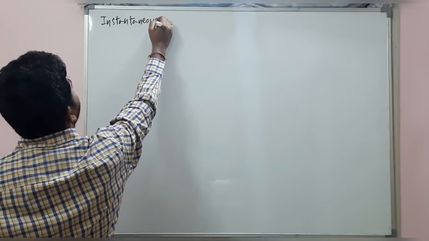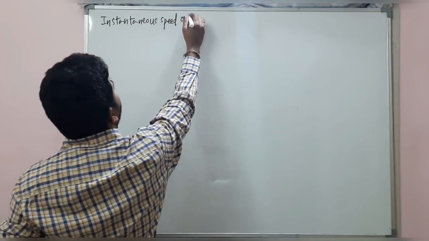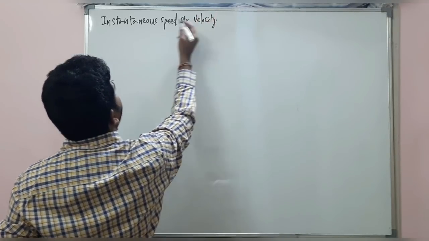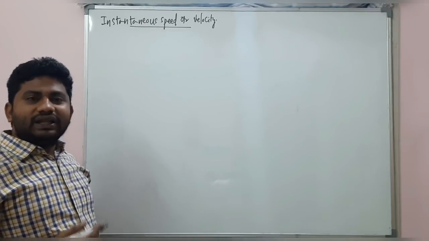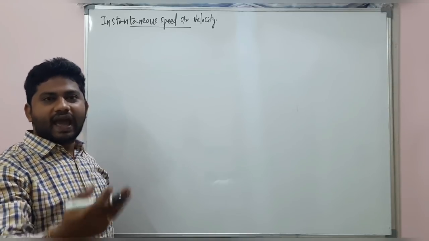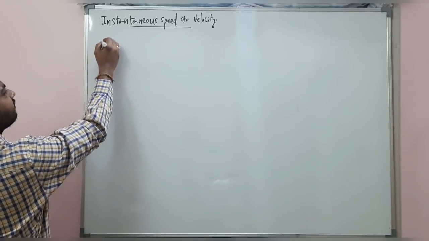Instantaneous speed or instantaneous velocity. In the last class, we discussed average speed and average velocity. So let's discuss average speed and average velocity first.